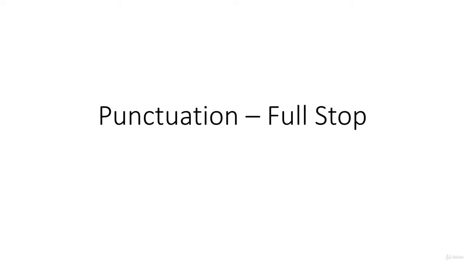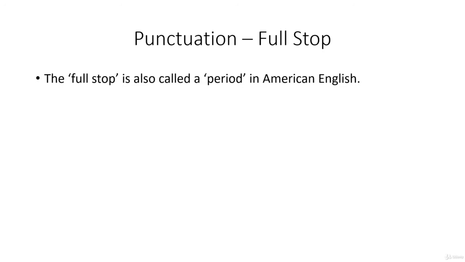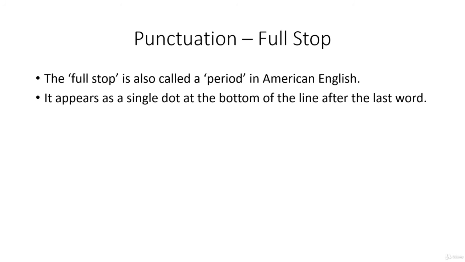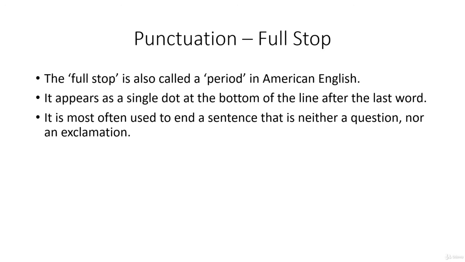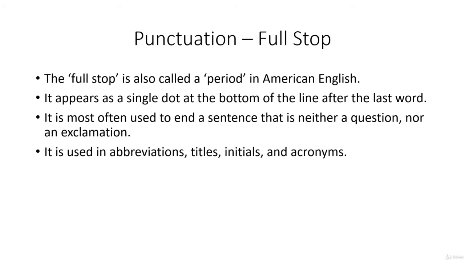This lesson is on the full stop. The full stop is also called a period in American English, and it appears as a single dot at the bottom of the line after the last word, as we see here. It is used at the end of a sentence that is neither a question nor an exclamation. It's also used in abbreviations, titles, initials, and acronyms. It's also used in decimal numbers.